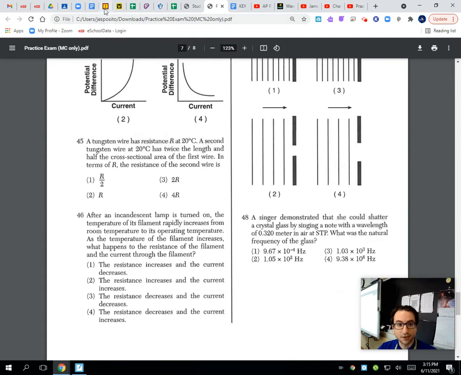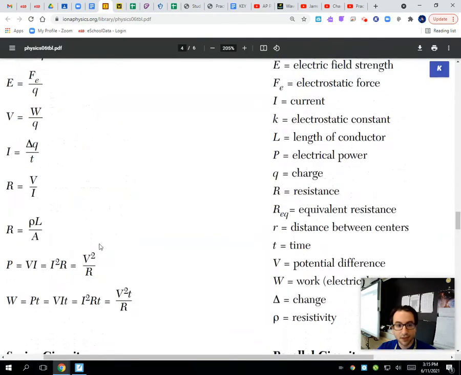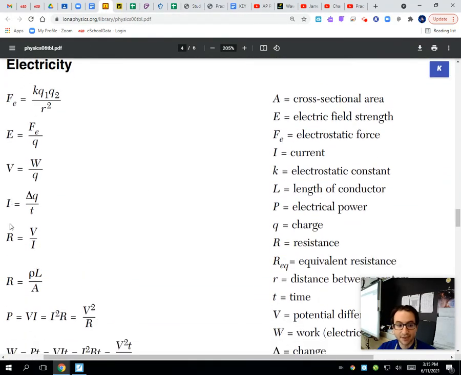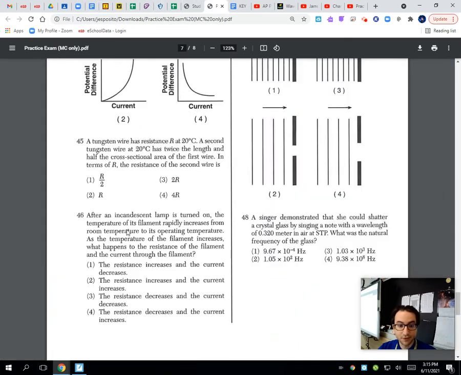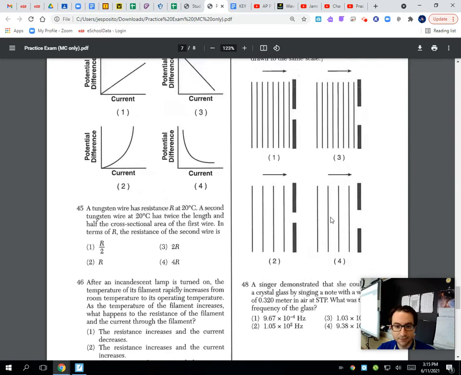Back to Ohm's law. If the voltage of your battery remains the same, which it will, and you're increasing resistance by increasing temperature, then you have to decrease the current for that equation to still hold steady. So those are the answer choices we're looking for. Resistance increases, current decreases. Choice 1 says those phrases.